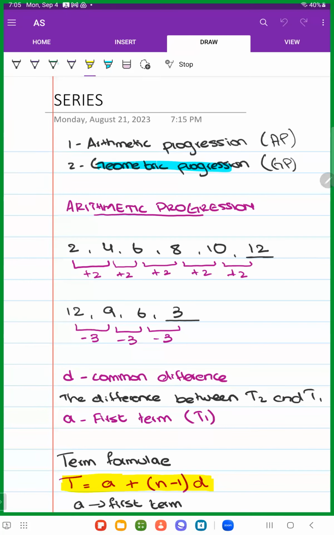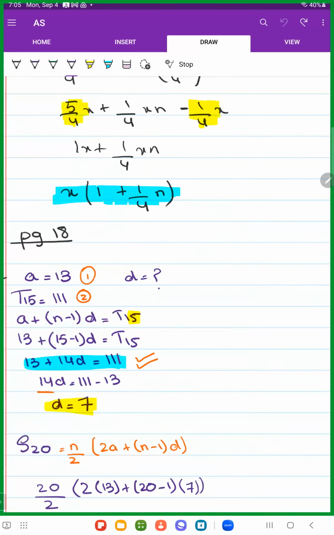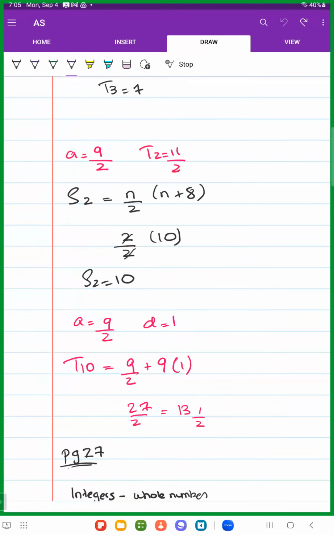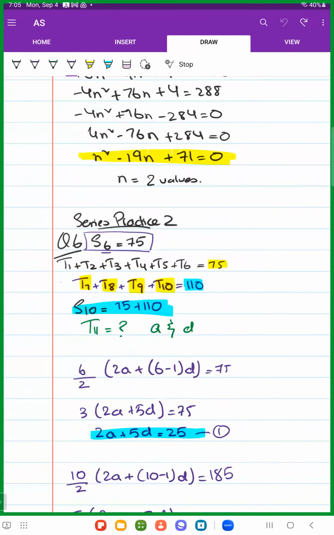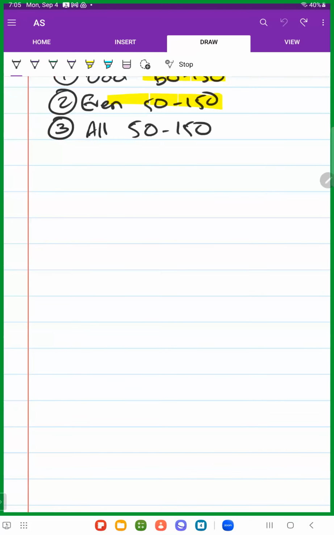Alright, we're done with arithmetic progression. Today we're going to start with the second part, which is geometric progression. All right, let's start with that. What do you understand from geometric progression? Geometric series, what do you think it's going to be about? Aisha, especially you, I'm asking you.